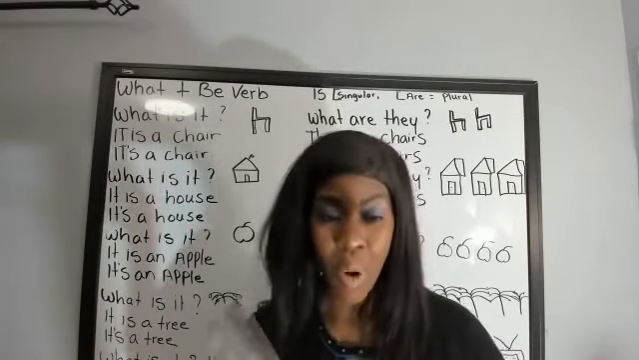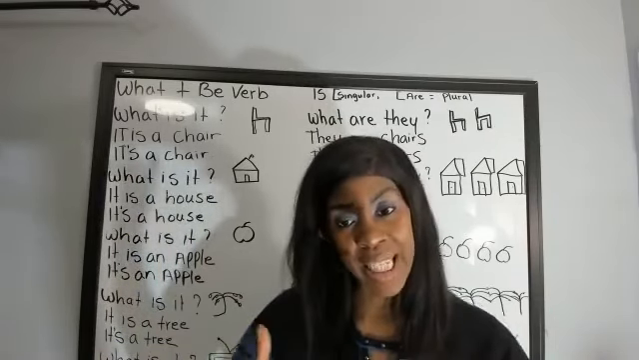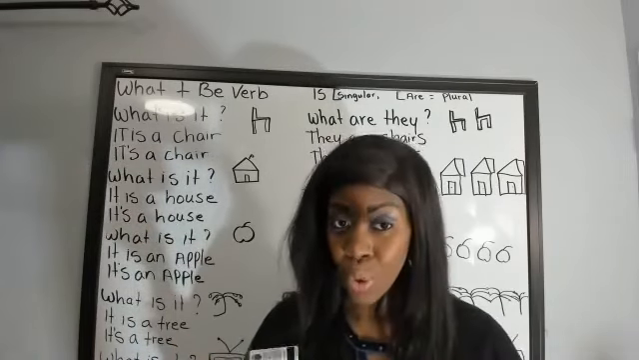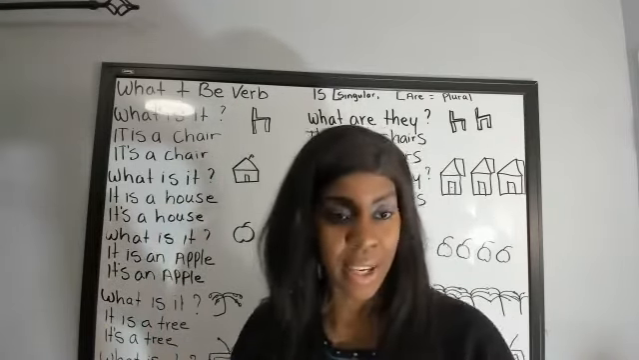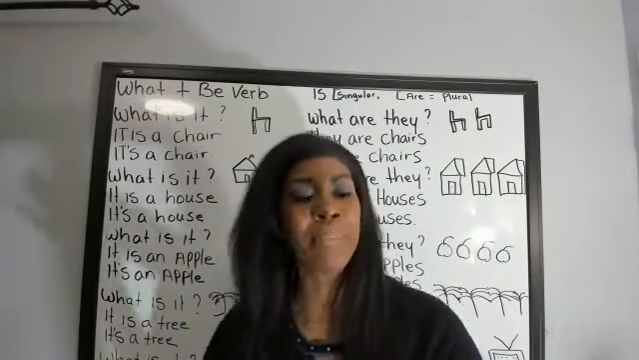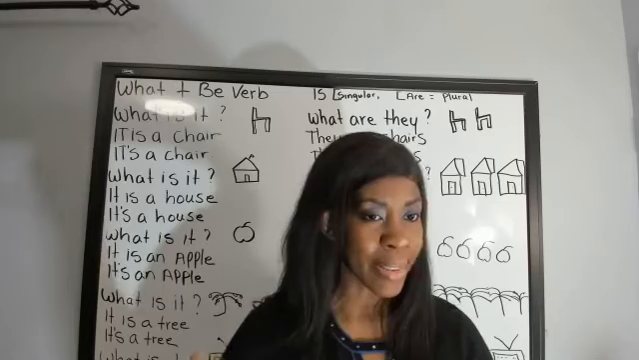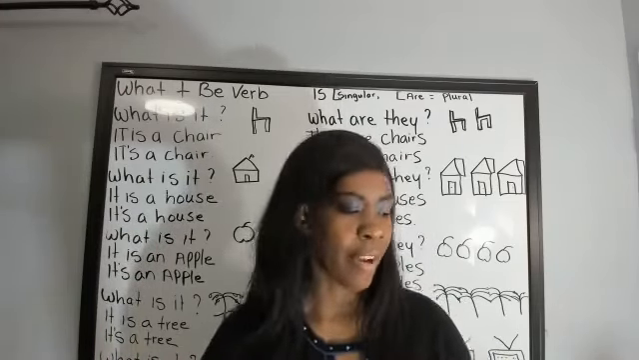So when you have one, you say, what is it? And you will answer, it is a card. Now, since I have two, if I have two or more, I have to say, what are they? Because keep in mind, the verb tells you they are when something is plural, all right? What is it when it's only one thing? What are they when it's plural, all right?